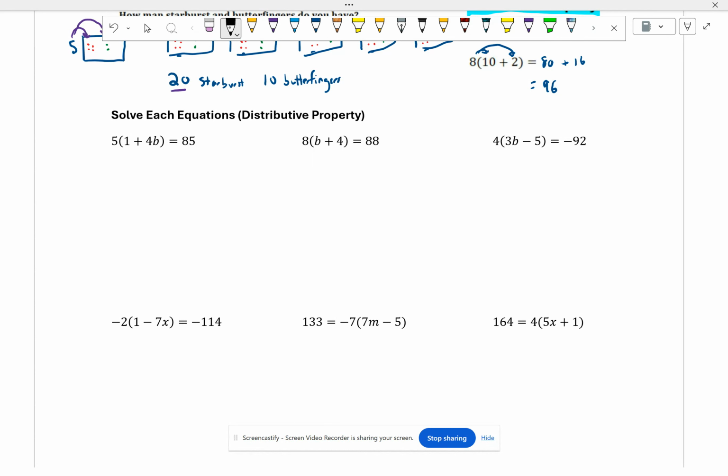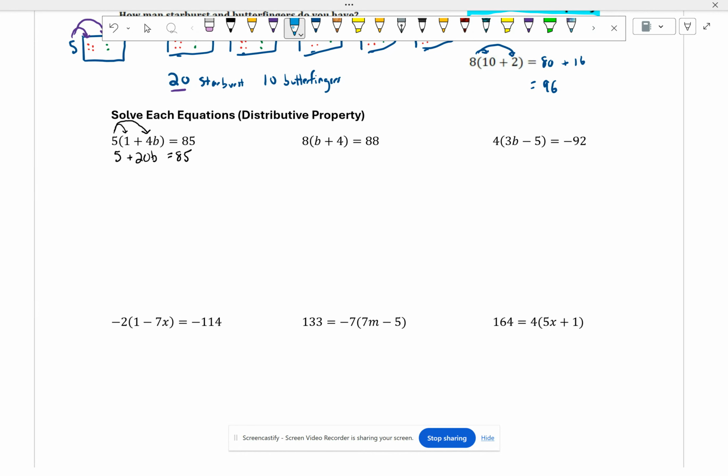What I'm going to do to start, like I said in our steps, step 1, distribute. So if I see these parentheses being multiplied by a value, I'm going to distribute that value. So I have to do 5 times 1 and 5 times 4b. 5 times 1 is 5, and then 5 times 4b is 20b. And then I'm going to bring down the equals 85. So all I did is rewrite the left side. The right side's still 85.